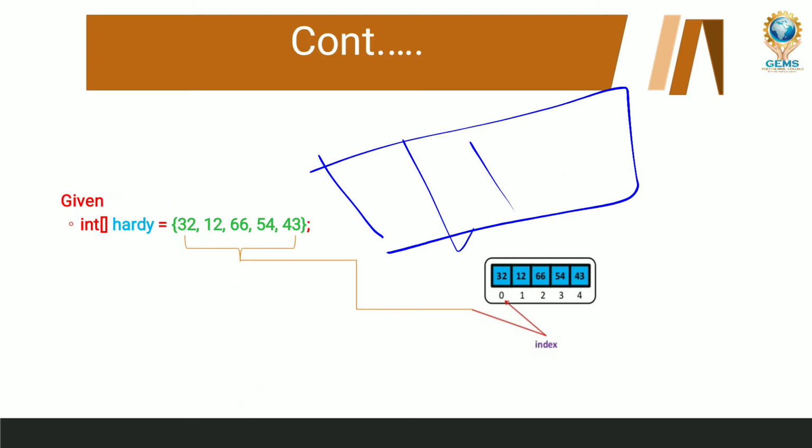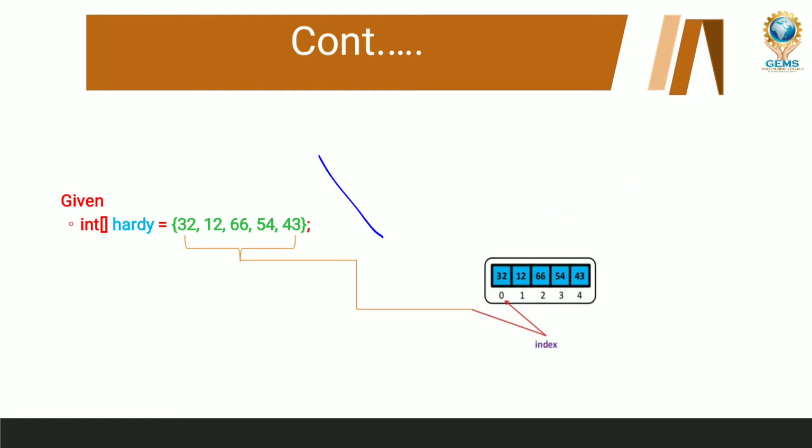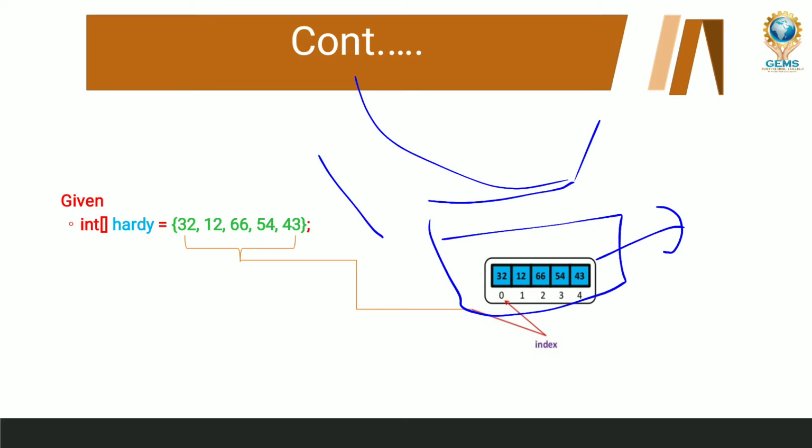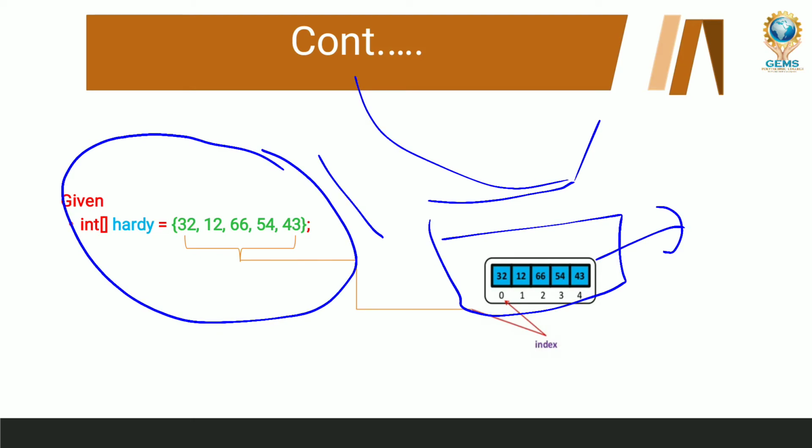Here, you can see only one horizontal bar. This one horizontal bar is called a one dimensional array. This is called assigning elements to the array. What are the elements? 32, 12, 66, 54, 43. This is how we are assigning elements.